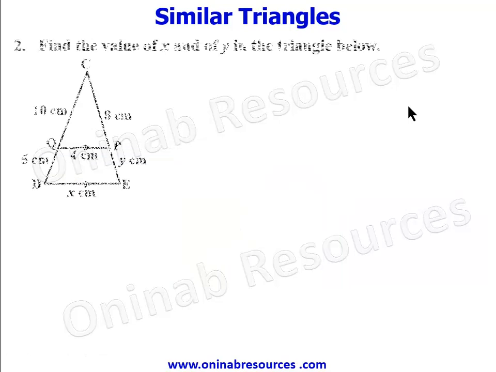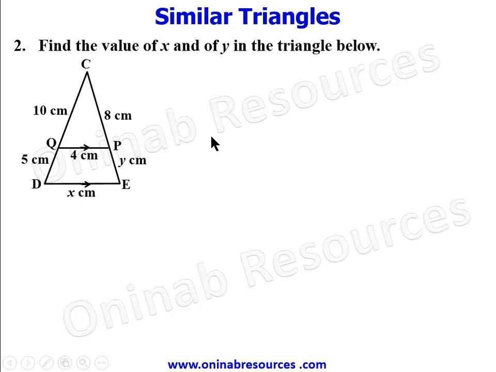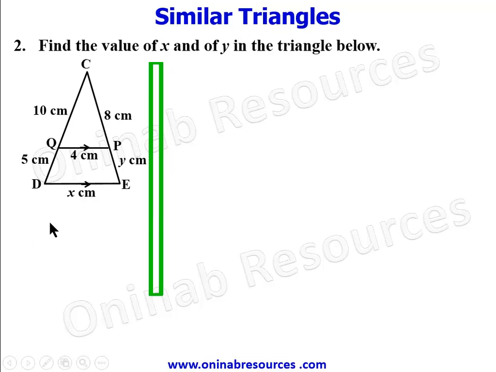Then we now go ahead to problem 2. For problem 2, find the value of X and of Y in the triangle below. We have two triangles combined here, so we are going to compare the larger triangle with the smaller triangle. We just pick one as usual. I said you just pick one, that is triangle CDE, that's the larger triangle. We now look at which of those angles are similar to the other angles. The smaller triangle is CQP, and C is the common angle to both triangles. So C is equal to C, the reason being the common angle.